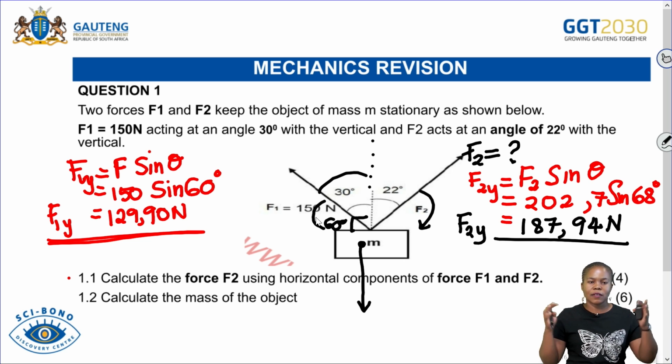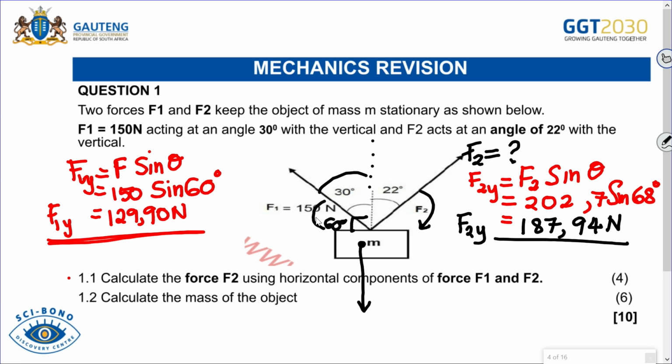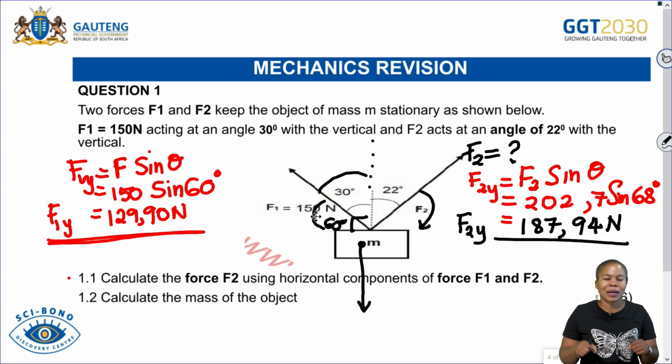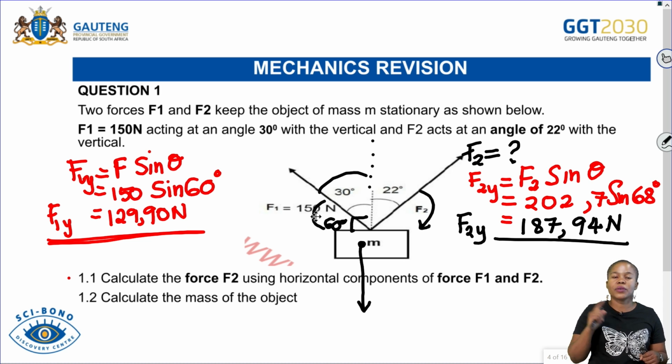So both these forces are helping in keeping the object of mass m stationary. F1 has 150 newtons in magnitude, acting at an angle of 30 degrees to the vertical, and F2 acts at an angle of 22 degrees with the vertical. The angle we are most interested in is the one to the horizontal, so that we can use it to do our calculation. The first question was to calculate F2 using the horizontal components of F1 and F2. We want to find the magnitude of F2 by using the components.